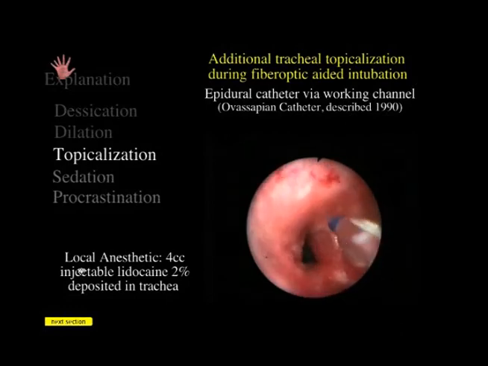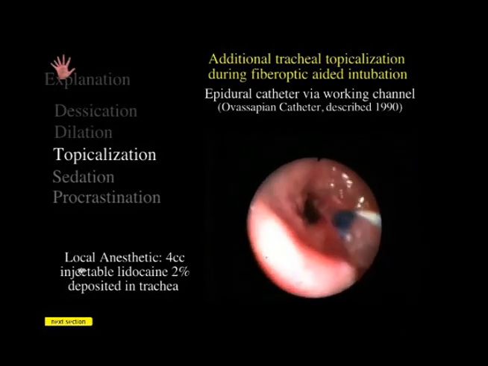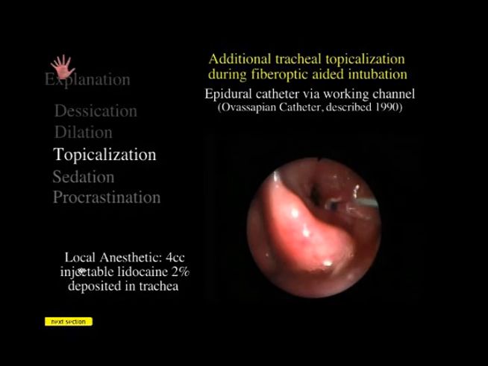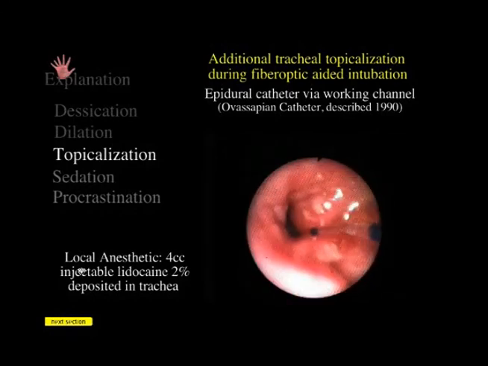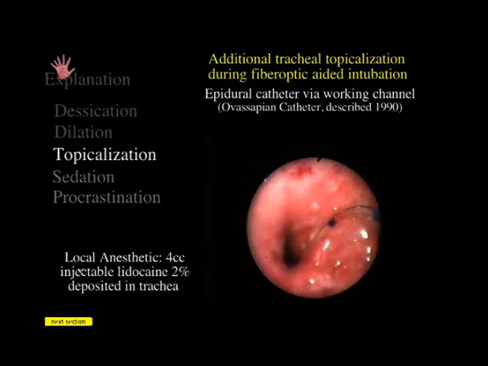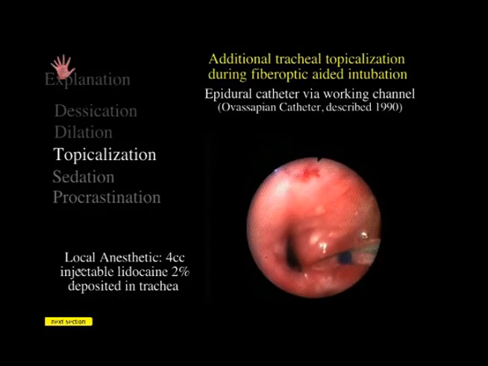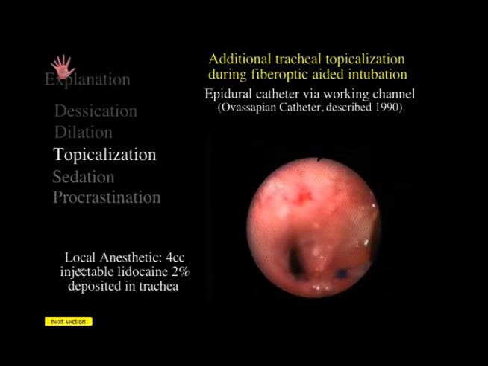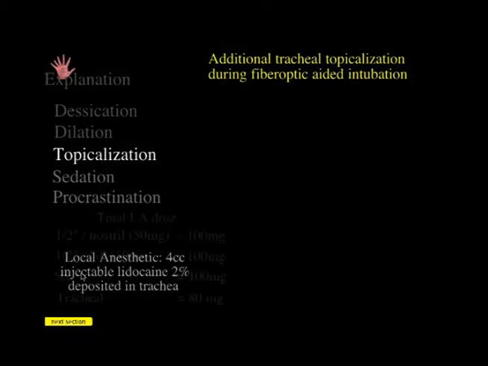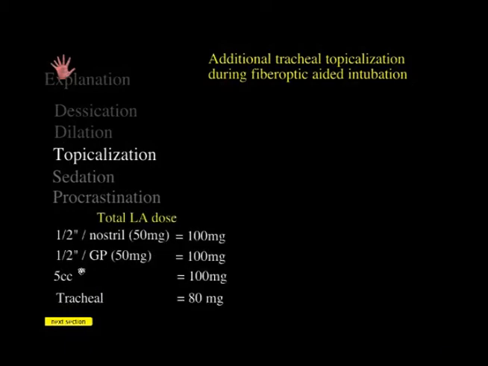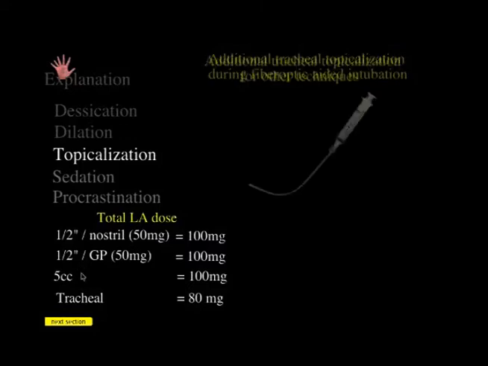Here's someone with a stenotic airway, and what I'm going to do is push that catheter through the airway. And I'm actually getting local anesthetic into the trachea even before I pass my fibroscope in there. So this might be a little added technique we can do, especially with a patient who's still coughing a little bit. So that's maybe 80 to 100 milligrams of lidocaine. So far I've used 380, 400 milligrams of lidocaine.